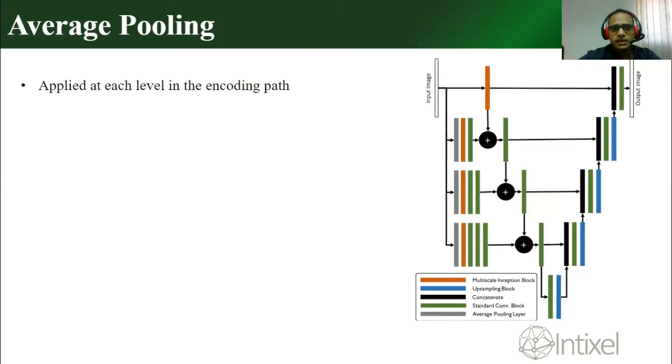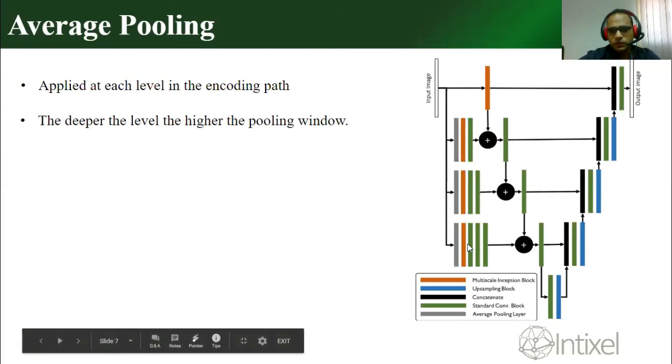The second component is the average pooling. We apply the average pooling at each level of the encoding path. At each level, we pass the input to the average pooling, and as you go deeper along the encoding path, the window size increases. For instance, here we have an average pooling whose window size is 2 by 2. Here it would be 4 by 4, and 8 by 8, and so on if the network goes deeper.